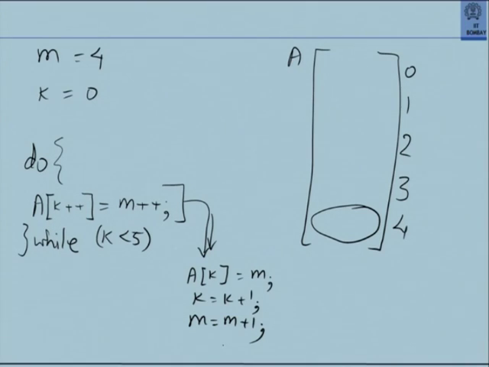So I will now execute this iteration. Starting value of K was 0. So first of all, I am going to say A0 is equal to M. What is the value of M? 4. So A0 is 4.